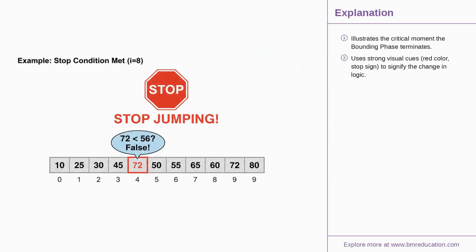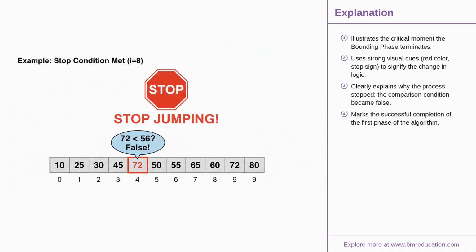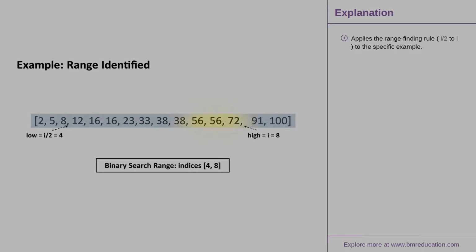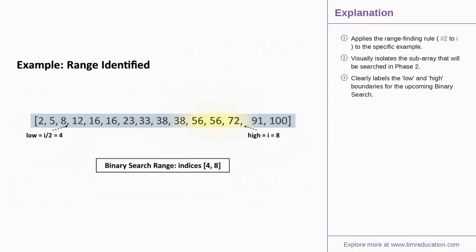Finally, our index I is 8. We check array[8], which is 72. 72 is greater than 56. Our condition, array[I] less than target, is now false. We stop. Our bounding phase is complete, and we have found our upper limit. Now we define our search space. The last successful jump was from index 4, which is our stop index, I equals 8, divided by 2. This means our target, 56, must be between index 4 and index 8. We'll now perform binary search on this specific subarray.